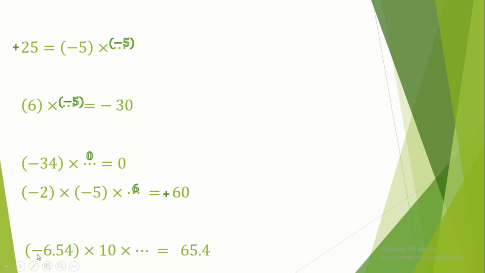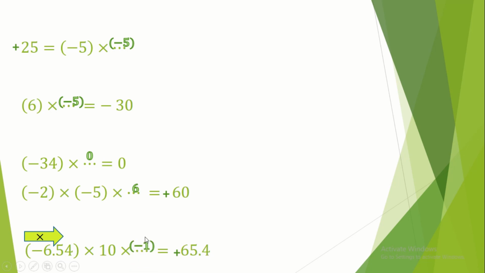Another example: minus 6.54 times 10 times what number gives us 65.4? It's very important. Well, here there's no sign, so it's plus. Now what should we multiply first by minus to give us plus? Sure, it will be minus. Here we multiplied it by 10, we moved the point by one digit, and it gave us 65.4. 65.4, the same as here, so it will be minus.